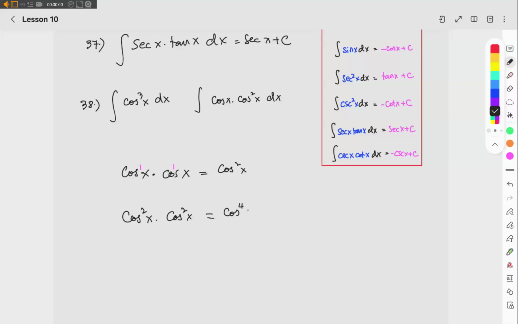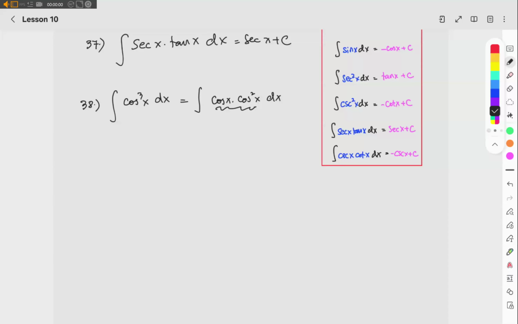Cosine to the fourth of x. Yes, to the fourth. And cosine of 3 of x is cosine of x multiplied by cosine square of x. So cosine 3 of x, yes, true. So this is also the same expression, right?